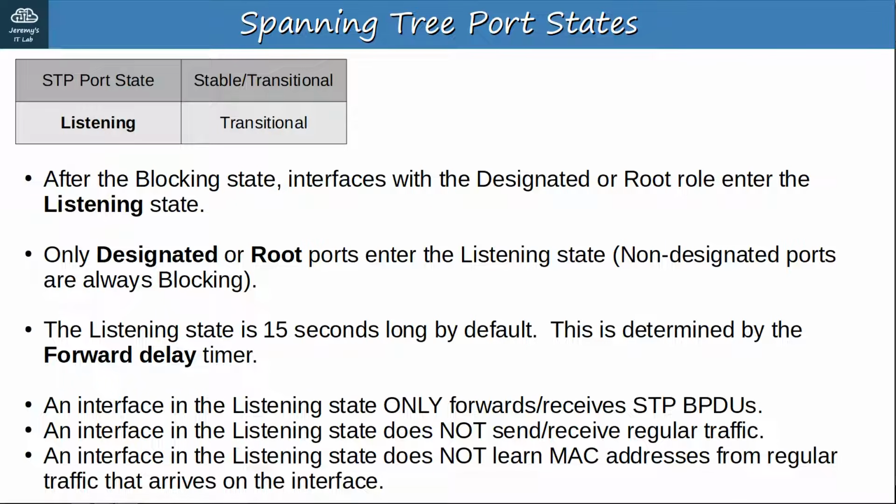I said the same thing about the blocking state, but let me explain. As you know well already, when a frame arrives on a switch interface, the switch uses the source MAC address field to learn that MAC address, and it updates the MAC address table with the MAC address, interface, and VLAN information. However, if an interface is in the spanning tree listening state, it will not do this. The traffic is simply dropped, and the MAC address learning process does not occur.